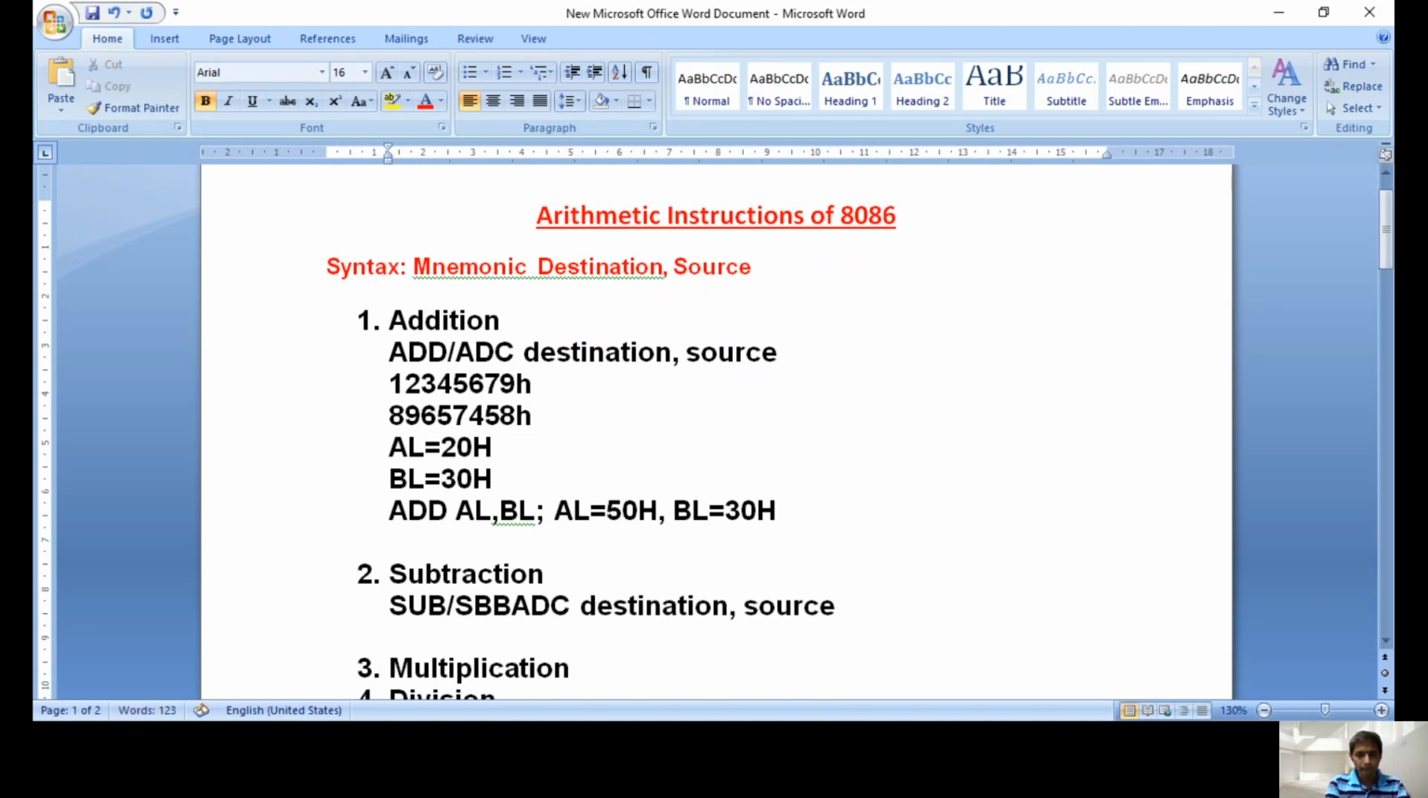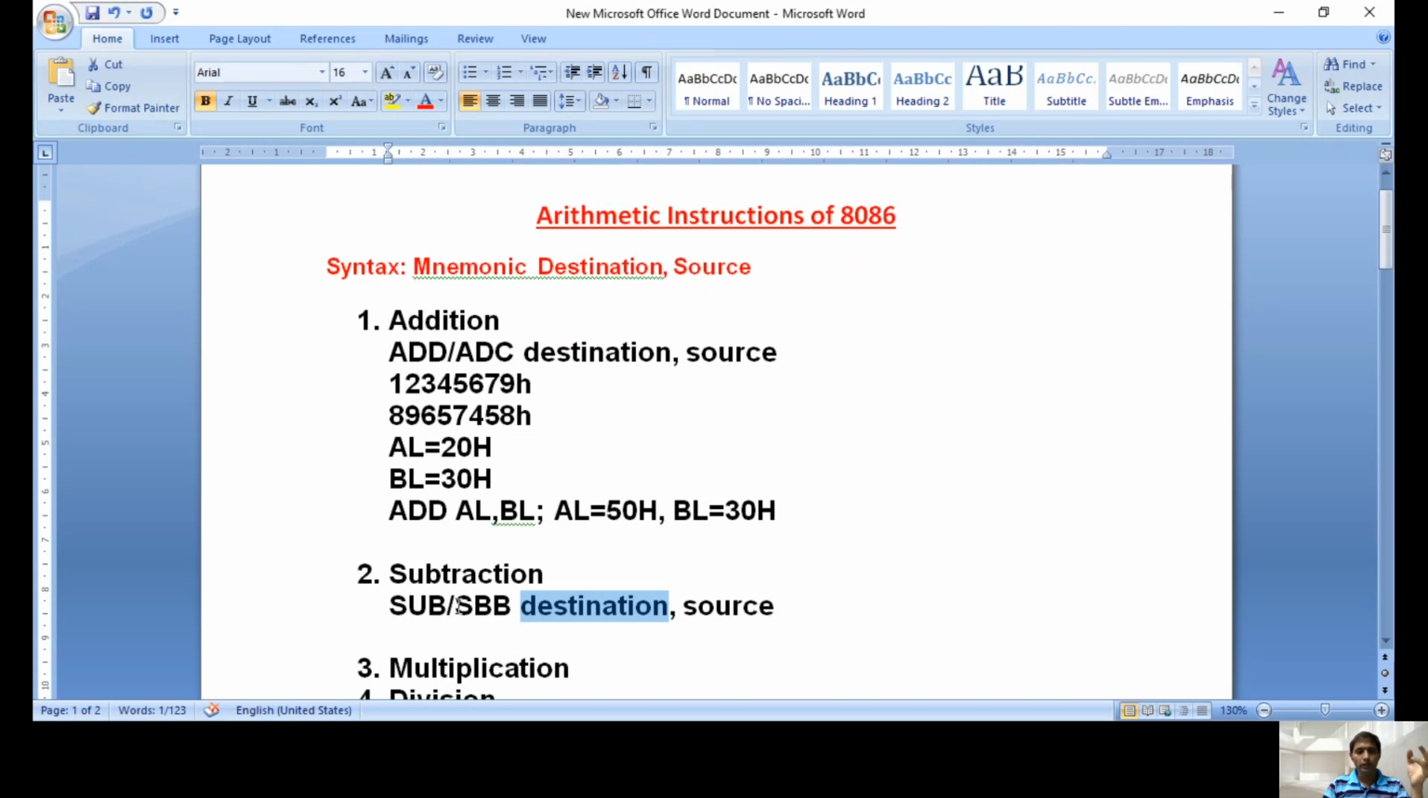SBB. So SUB is normal subtraction of 8-bit source or 16-bit source with 8-bit destination or 16-bit destination. Subtraction instruction is enough. If you write SBB, subtraction through borrow.